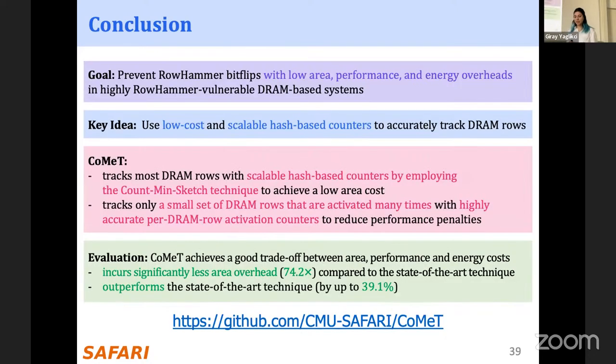Let me conclude my talk. So our goal is to prevent RowHammer bit flips with low area, performance, and energy overheads in highly RowHammer-vulnerable DRAM-based systems. Our key idea is to use low-cost and scalable hash-based counters to accurately track DRAM row activations. To this end, we propose CoMeT. CoMeT tracks most DRAM rows with scalable hash-based counters by employing the Count-Min Sketch technique to achieve a low area cost, and tracks only a small set of DRAM rows that are activated many times with highly accurate per-DRAM-row activation counters to reduce performance penalties. And our evaluation shows that CoMeT achieves a good trade-off between area, performance, and energy cost, incurring significantly less area overhead and outperforming the state-of-the-art mitigation techniques. You can check that out.